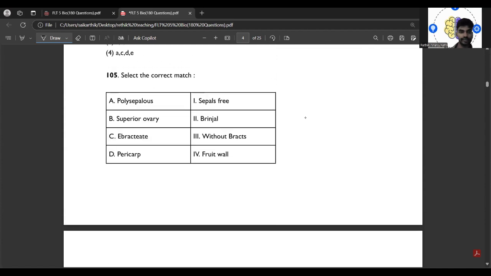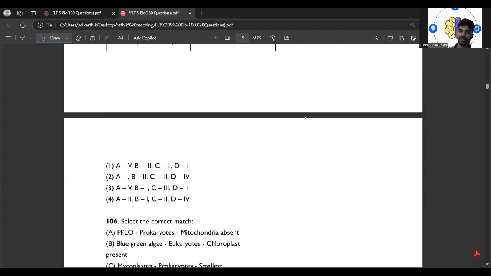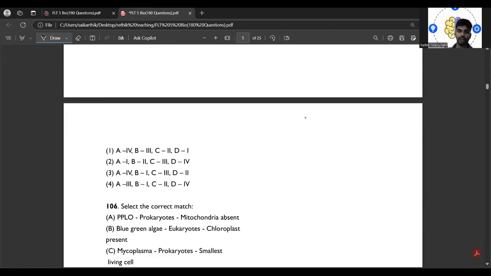Next is 105. Correct match we need to find. Polycephalus, example, it's direct. Then superior ovary, brinjal, and for this also, it is direct type. So everything is a correct match. So what would be the option?